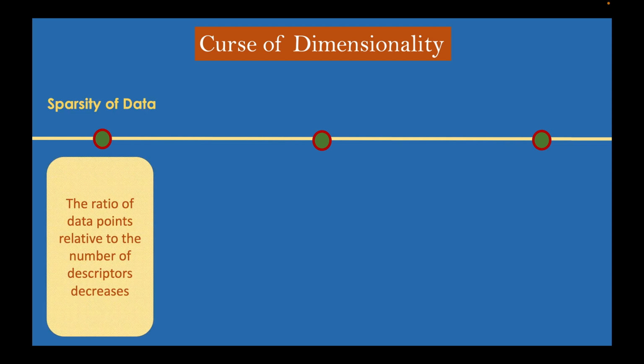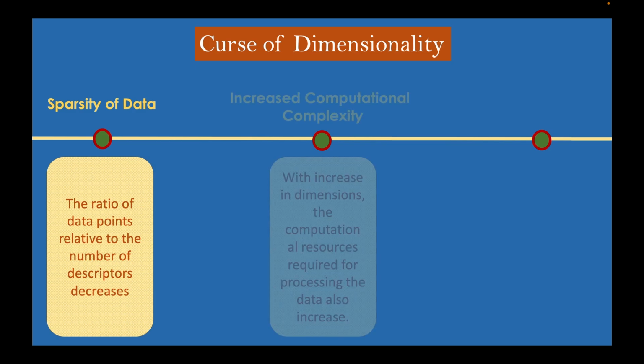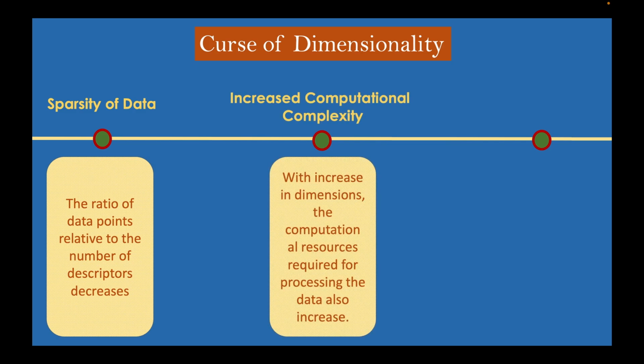The first one is sparsity of data. The ratio of data points relative to the number of descriptors decreases. This sparsity can make it difficult to obtain reliable statistical estimates and may result in overfitting. It can lead to increased computational complexity. With an increase in dimensions, the computational resources required for processing the data also increase. Algorithms become computationally expensive, and the time complexity of many algorithms can become prohibitive.